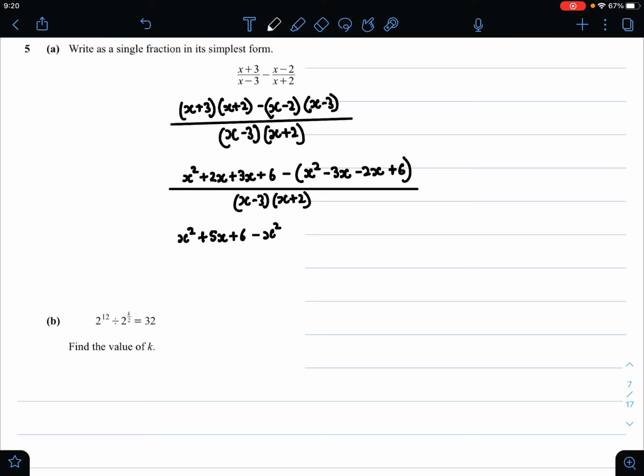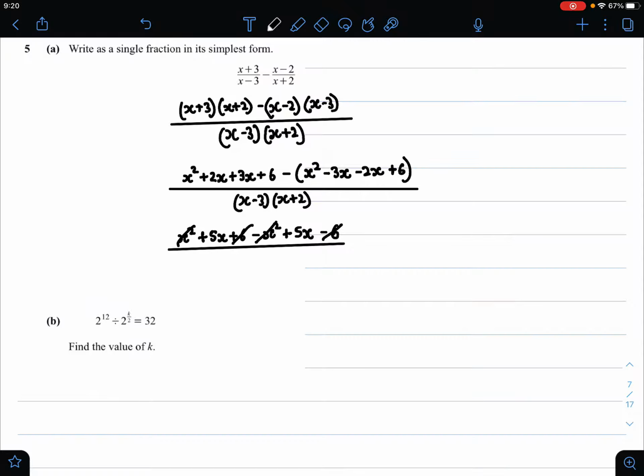Now minus 3x minus 2x is equal to minus 5x. Minus 5x multiplied by minus 1 is equal to positive 5x. And negative 1 multiplied by positive 6 is negative 6. So the positive 6 and the negative 6 will get cancelled. Now the x square and the x square, negative x square and x square will get cancelled.